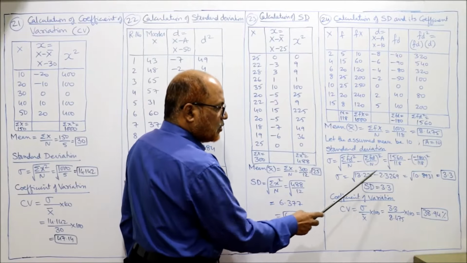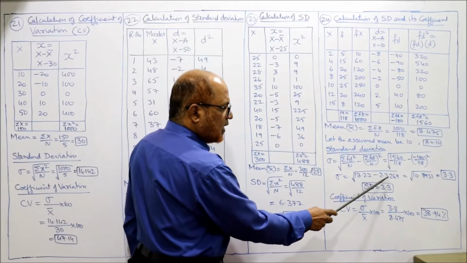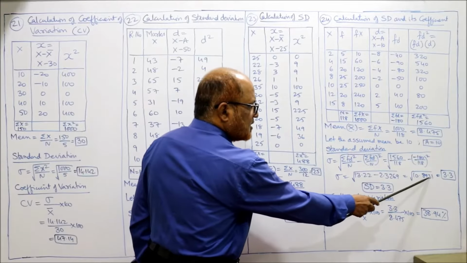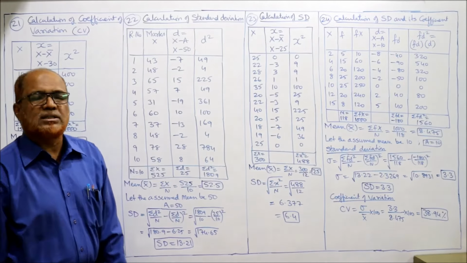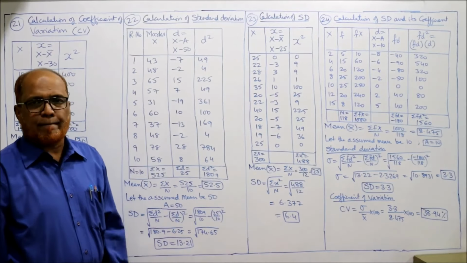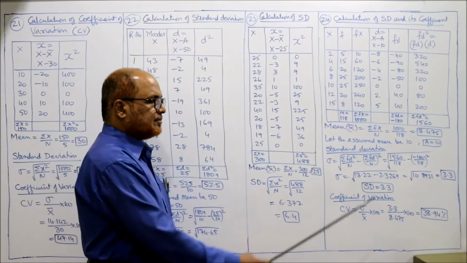So 13.22 minus 2.3269, you will get 10.8931 under root. After taking the root, you will get 3.3. This is the standard deviation. We got the standard deviation.